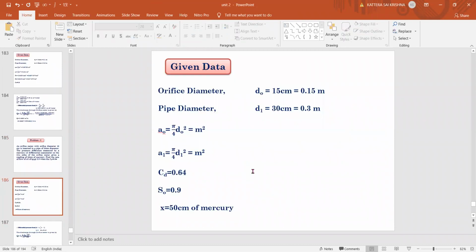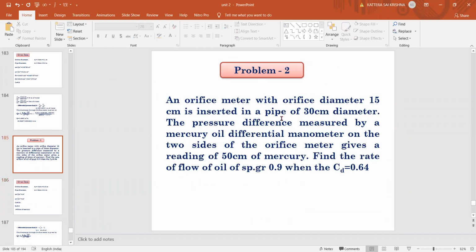First write down the given data. Have you copied the question? Yes or no? Anyone can reply at least. No, sir. Please copy the question.